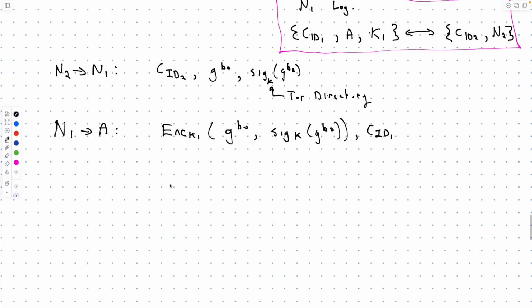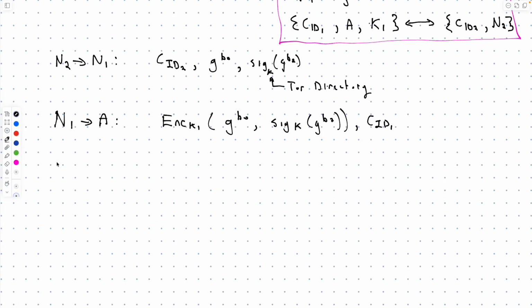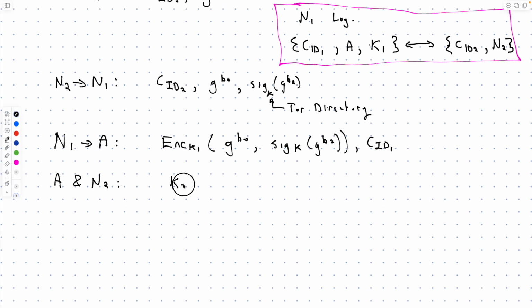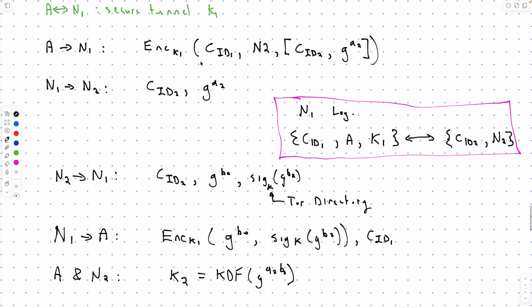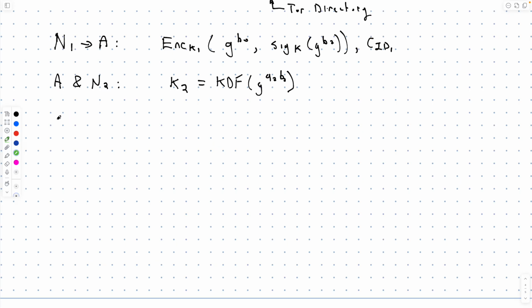Now Alice and N2 can come up with a key themselves. We'll call this K2, and it's going to be the KDF of Alice's second secret with the server's second secret. Alice now has a secure tunnel between her and node 2. And node 1, even though it was in the middle listening to the conversation, doesn't have access to that tunnel.